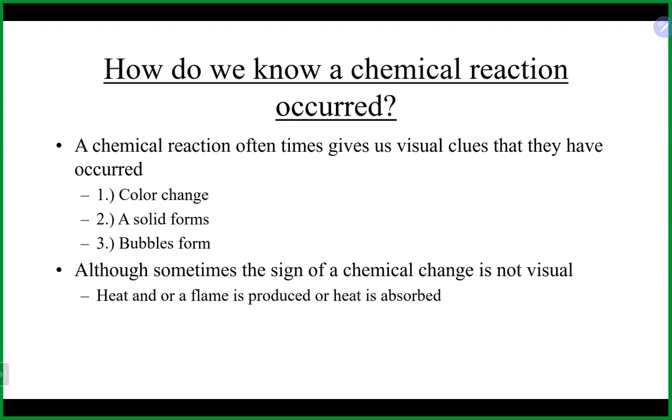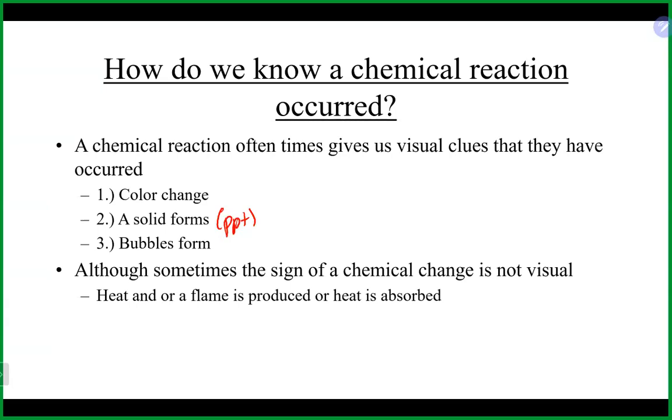You can't freeze it, boil it, do any of those types of stuff, filter it, and get those original substances back. So a lot of times we have some clues to some type of chemical reaction occurring, a color change, for example. We mix a couple of solutions together, we get some different type of color that's formed. A solid being formed, which is sometimes referred to as a precipitate or PPT.